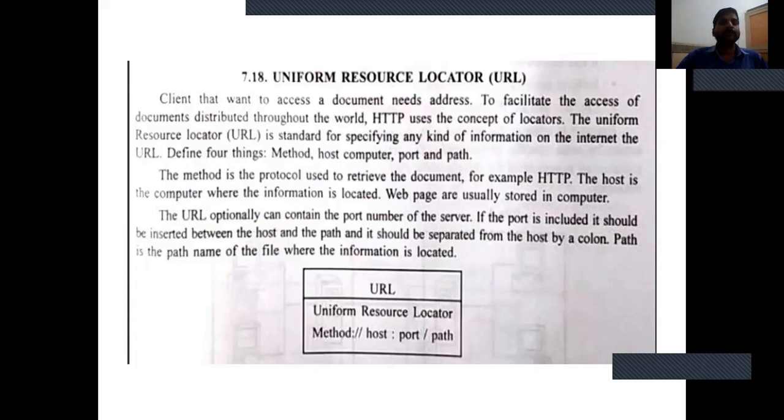The method is the protocol used to retrieve a document, for example, hypertext transfer protocol. The host is the computer where the information is located. Web pages are usually stored in a computer. A URL can optionally contain the port number of the server. If the port is included, it should be inserted between the host and the path and separated from the host by a colon. The path is the path name of the file where the information is located. So a URL is written as method colon slash slash host colon port slash path.